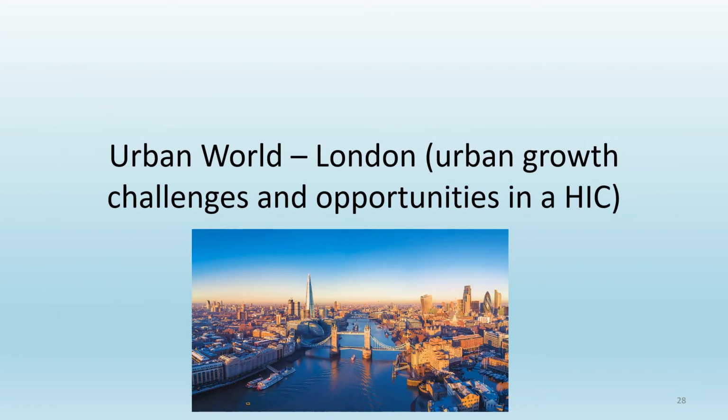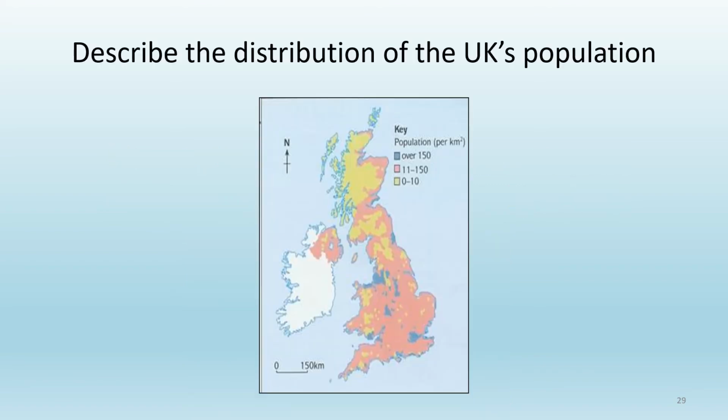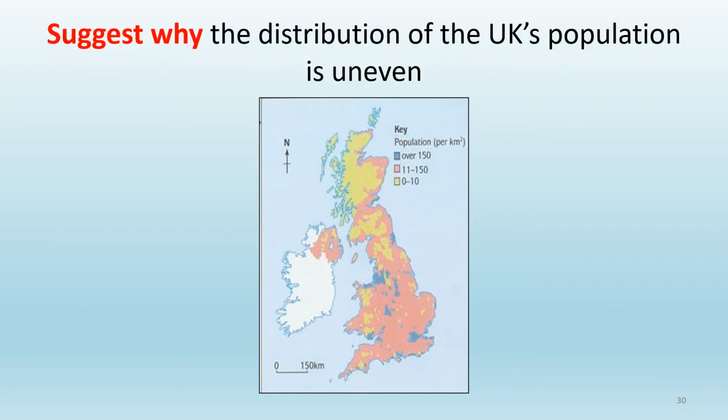Moving on to London then. Now we're going to be looking at urban growth again in London and the challenges and opportunities created here in a HIC. First of all, we need to understand the distribution of the UK's population. On this map, you can see that the blue areas are areas which are densely populated. These are areas which have over 150 people per kilometre squared, whereas the yellow areas are going to be more sparsely populated. That means that fewer people live there, just 0 to 10 people per kilometre squared.